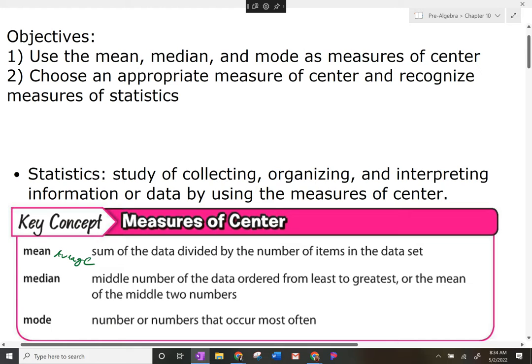All right, the median. The median is the middle number of data ordered from the least to the greatest, or if we have an even amount of numbers, it's going to be the middle two and then the average of those, so added together and then divided by 2. And then the last one is the mode, the numbers that occur most often.